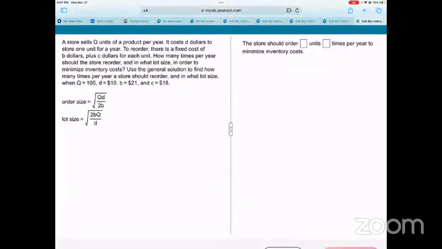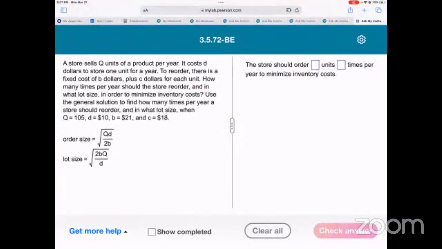Okay, it says a store sells Q units of a product per year. It costs D dollars to store 1 unit. Oh, this is like the one we did something similar to. A store sells Q units of a product per year. It costs D dollars to store 1 unit for a year. To reorder, there is a fixed cost of B dollars plus C dollars for each unit. How many times per year should the store reorder and in what lot size in order to minimize inventory costs? Use the general solution to find how many times per year a store should reorder and in what lot size. We did one like this, order size and lot size.